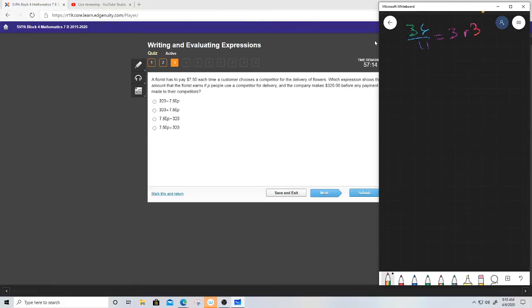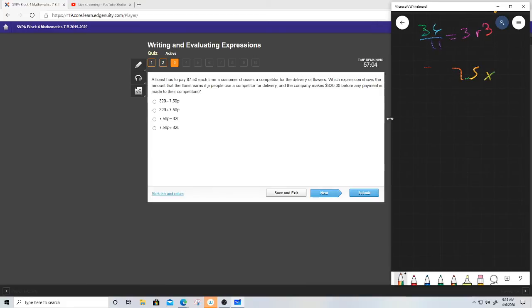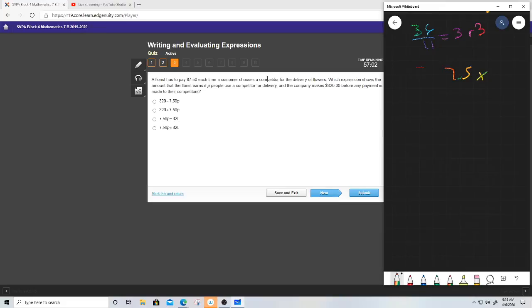So I'm just going to do it like this. I'm going to do like 7.50x. Every time a customer chooses a competitor, I like how they do this a lot in this one. They word things like this. Which expression shows the amount that the florist earns if P people use a competitor for delivery, and the company makes $320 before any payment is made to their competitors? Oh my goodness.